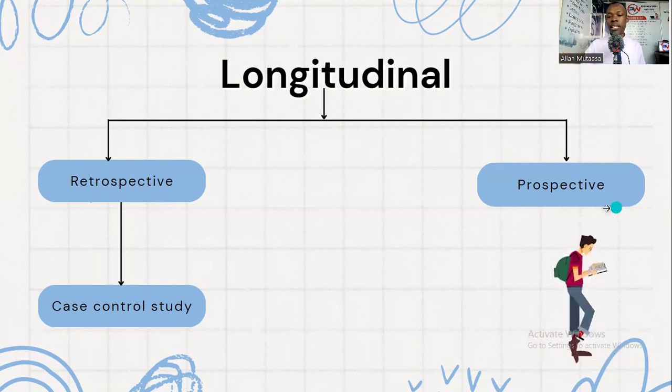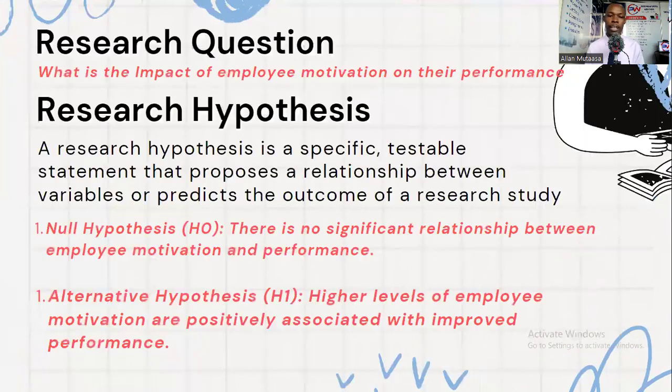Then the prospective study is when we are studying future events. So in future events, we could have an assumption and then predispose our respondents to a specific situation and then come back and study them later on. We also have what we call a case control study. So a case control study is an observational, retrospective analytical study. So I'll not explain this much, but we shall see it as we go ahead.